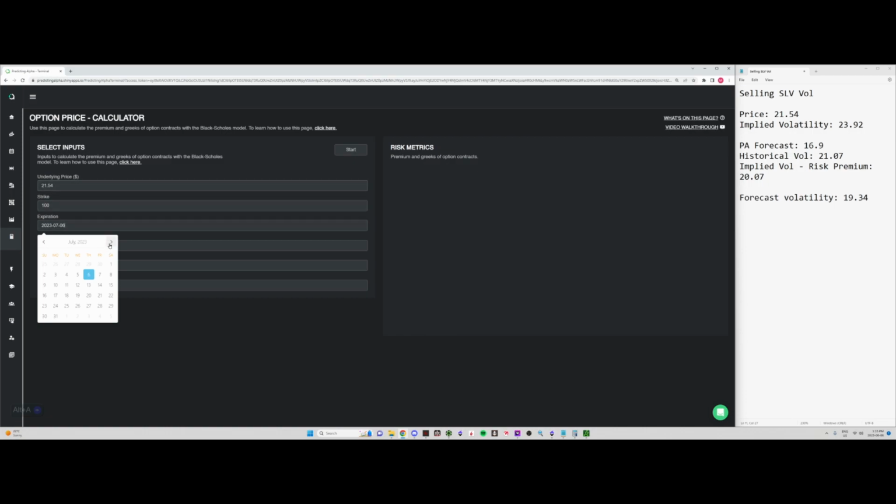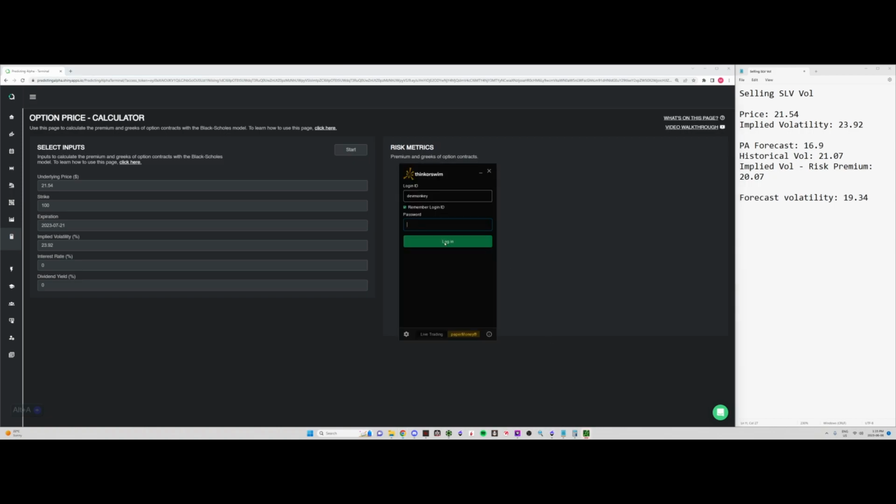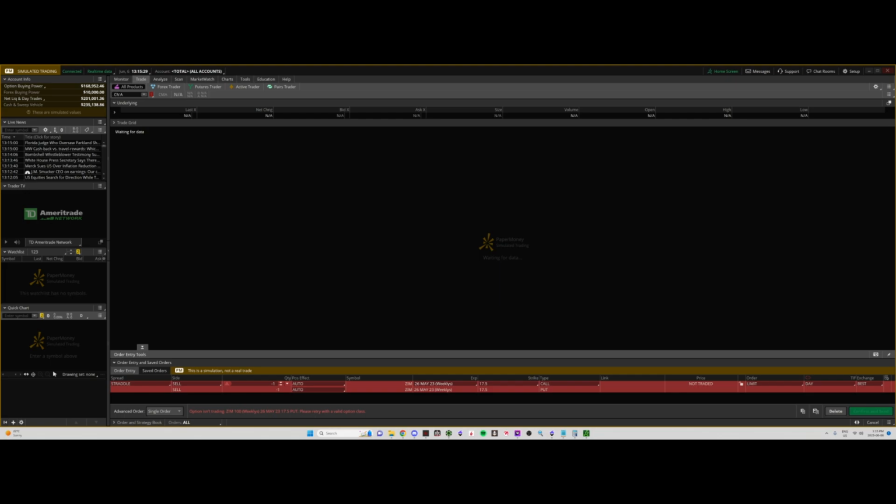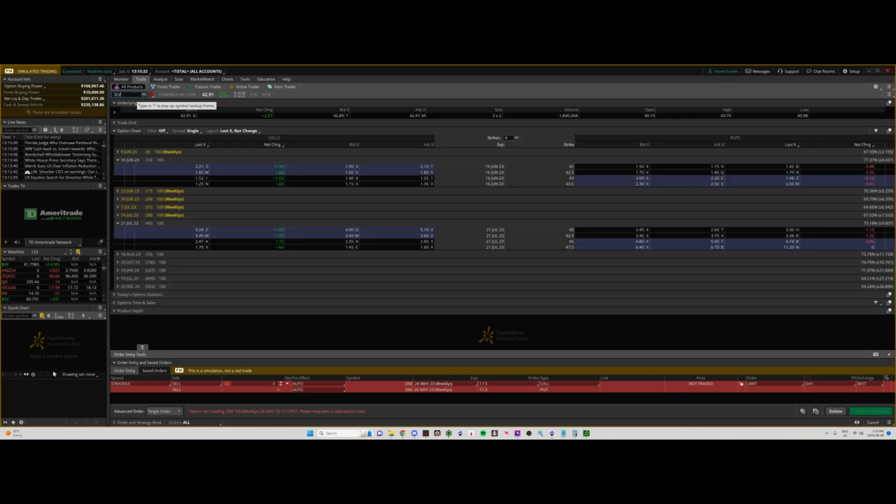21.54 is the underlying price. We're going to sell, what day is it today? Let's sell the July monthly. So the third Friday of the month, July 21st. We've got our implied vol of 23.92. That's where we're at right now. And hopefully by now Thinkorswim is up and we should be able to see the strikes. Good thing about an SSD, this is kind of fast. I can't imagine loading this on a hard drive. Anyway, we've got SLV here.